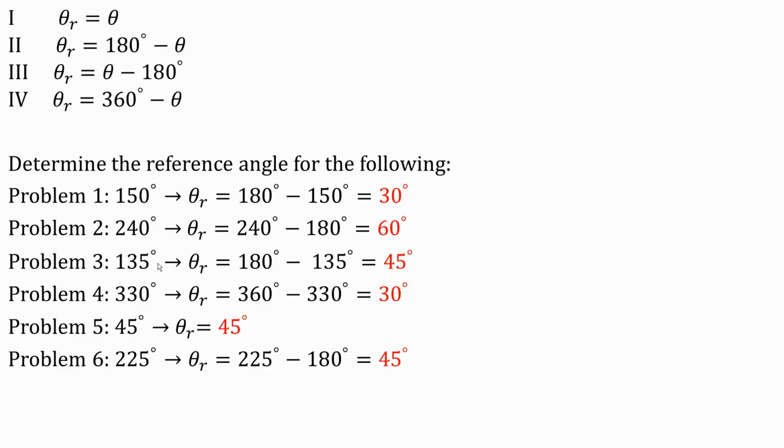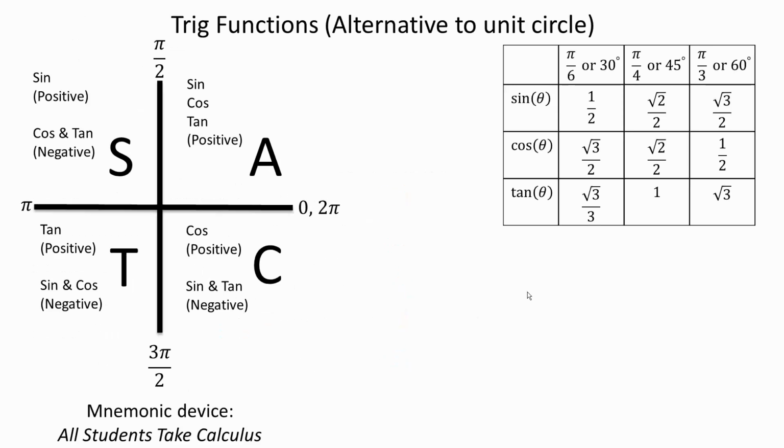Next, we have 135 degrees, which will be quadrant 2. So 180 minus 135, so 45 degrees. Next, 330 degrees will be quadrant 4. So 360 minus 330 is 30 degrees. Next, 45 degrees is quadrant 1. And so the reference angle will be the same, 45 degrees. And finally, 225 degrees will be quadrant 3, and so it would be 225 minus 180, which is equal to 45 degrees.